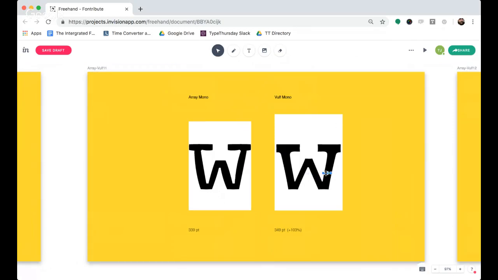So that gives you an idea of the weight difference between the two. With the predominant movement of the serifs, the serifs are primary, these are secondary, this is third, and this is fourth. And that was the order decision made.